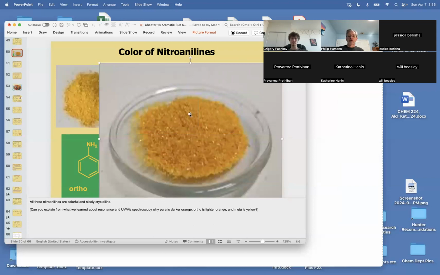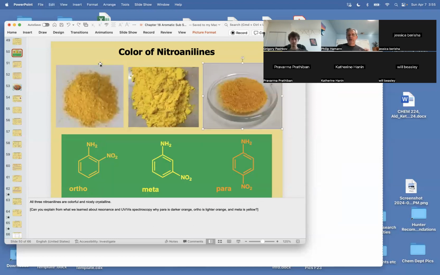Yeah, it's not very well focused, but you can see it glittering. They're very pretty crystals. I remember some of the labs I did when I was your age better than I remember what I had for breakfast yesterday.